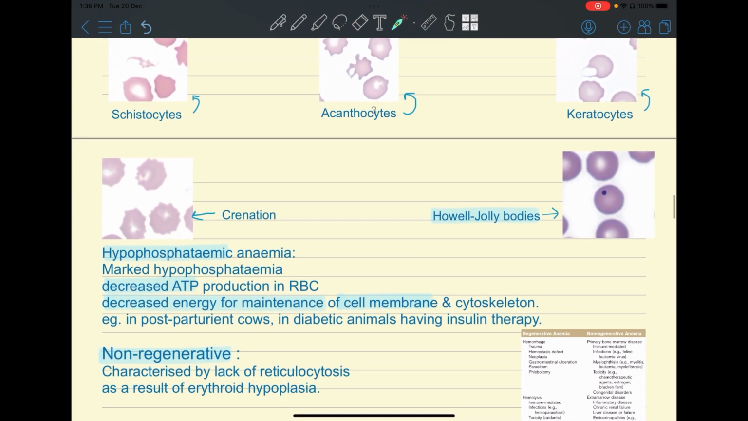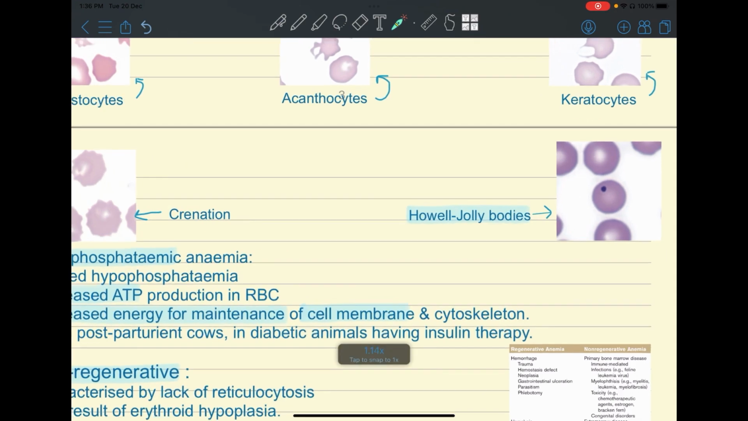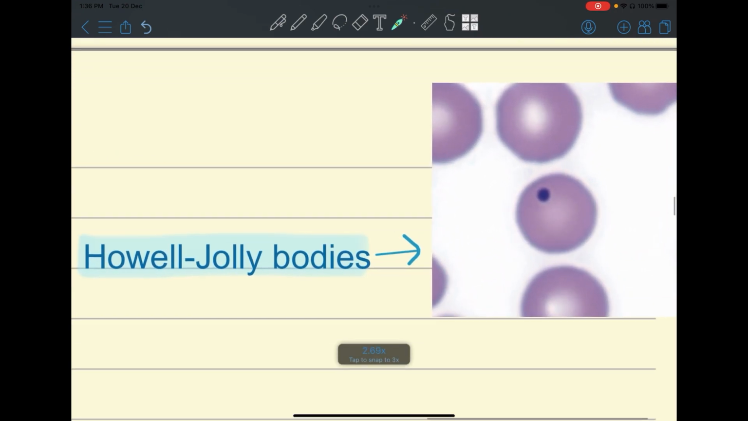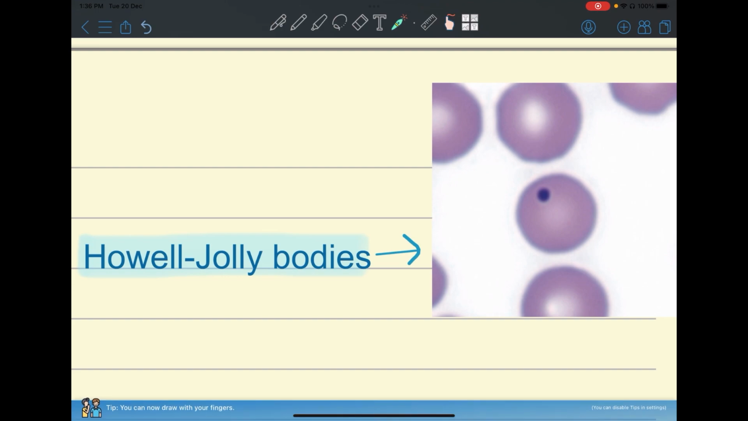Then, of course, we have hypophosphatemic anemia. Phosphorus is involved in the production of ATP. If there's decreased ATP production, then you will have decreased energy for the maintenance of the cell membrane, and this will lead to hemolytic anemia. Then there are two important things. One is Howell-Jolly bodies. This is also indicative of hemolytic anemia.